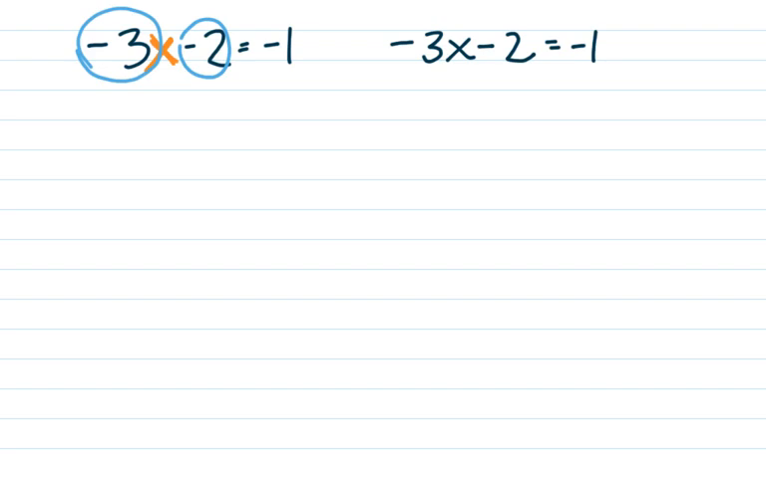Okay, this time a negative 3 is right next to the variable. It's the coefficient for the variable. We get rid of it last. So we're going to get rid of this minus 2 first. The way we get rid of a minus 2 is by doing the opposite, which would be adding 2. If we add 2 to one side of the equal sign, we have to add 2 to the other.